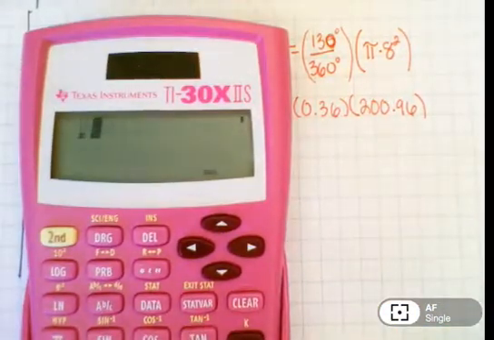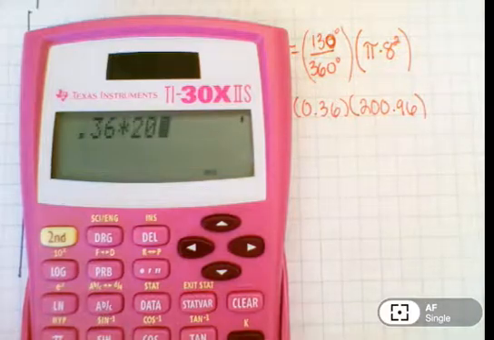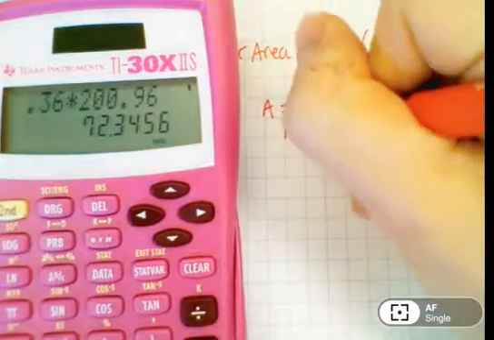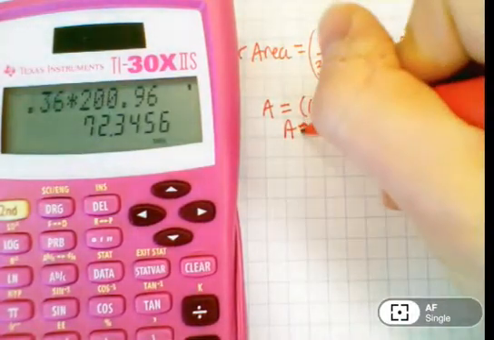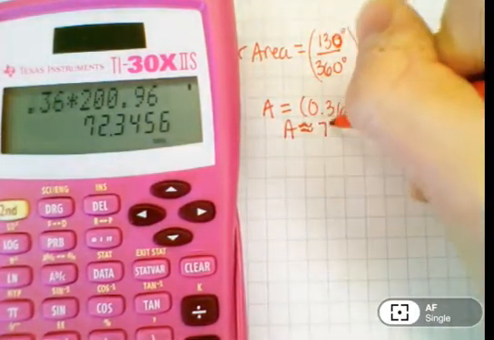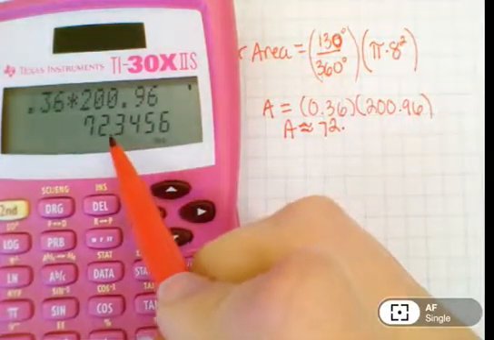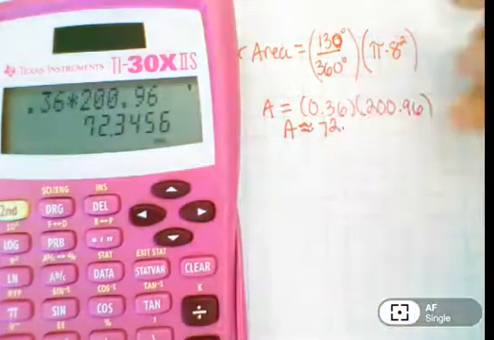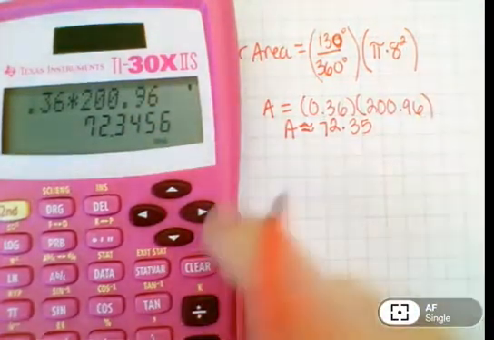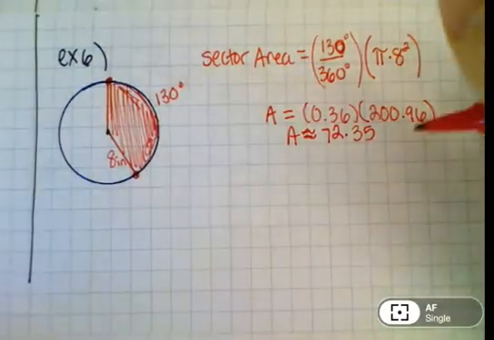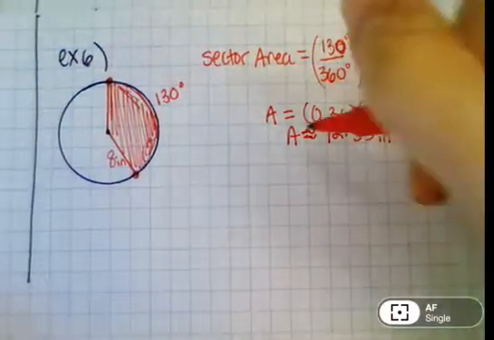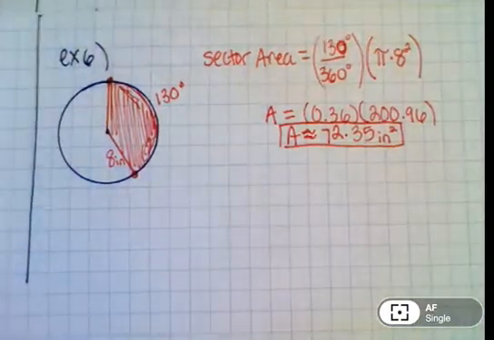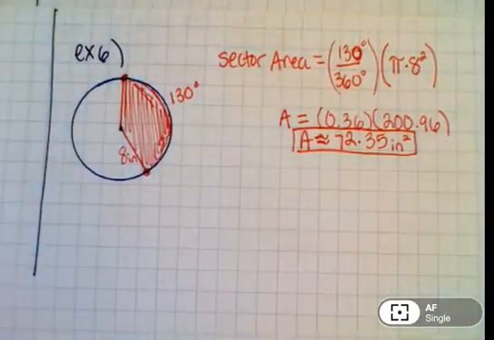So 0.36 times 200.96. So the area of this sector is approximately equal to 72. So there's a 34 after the decimal, and because of that 5, I'm going to round it up. The 34 will become a 35. So it's approximately equal to 72.35 square inches, which sounds like a gross amount of pizza, but there you have it.